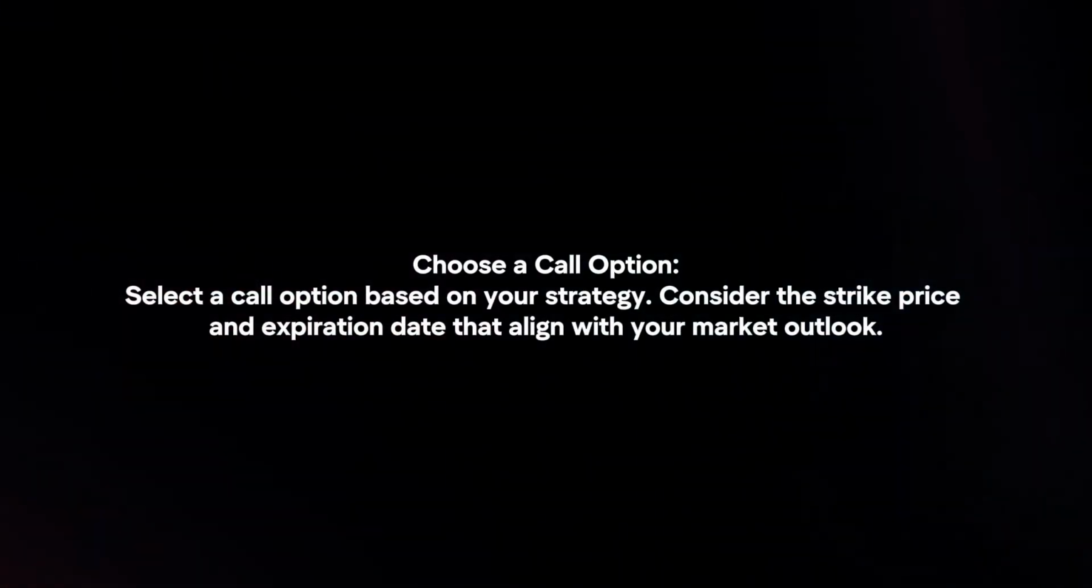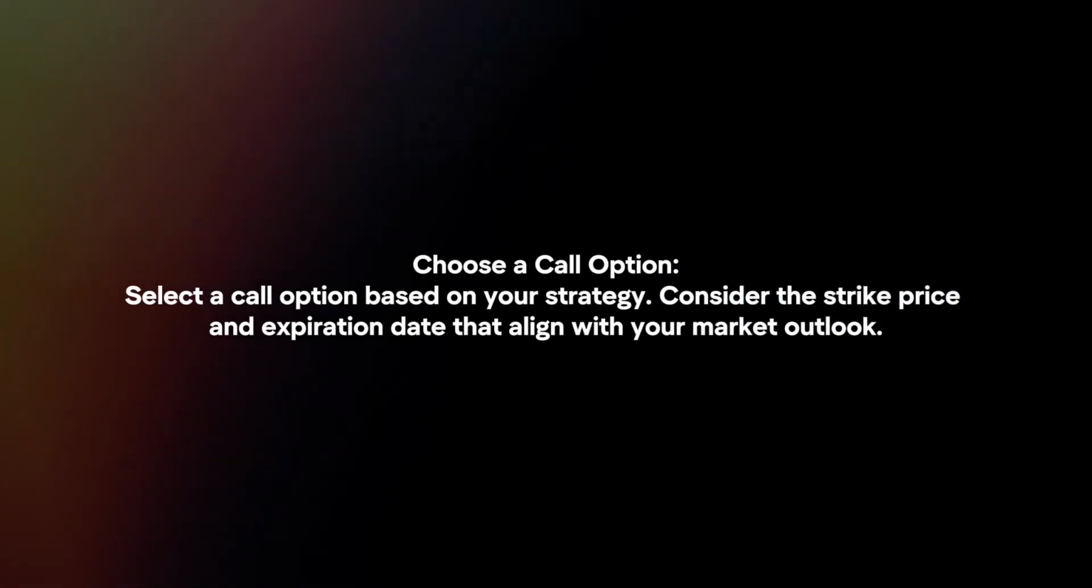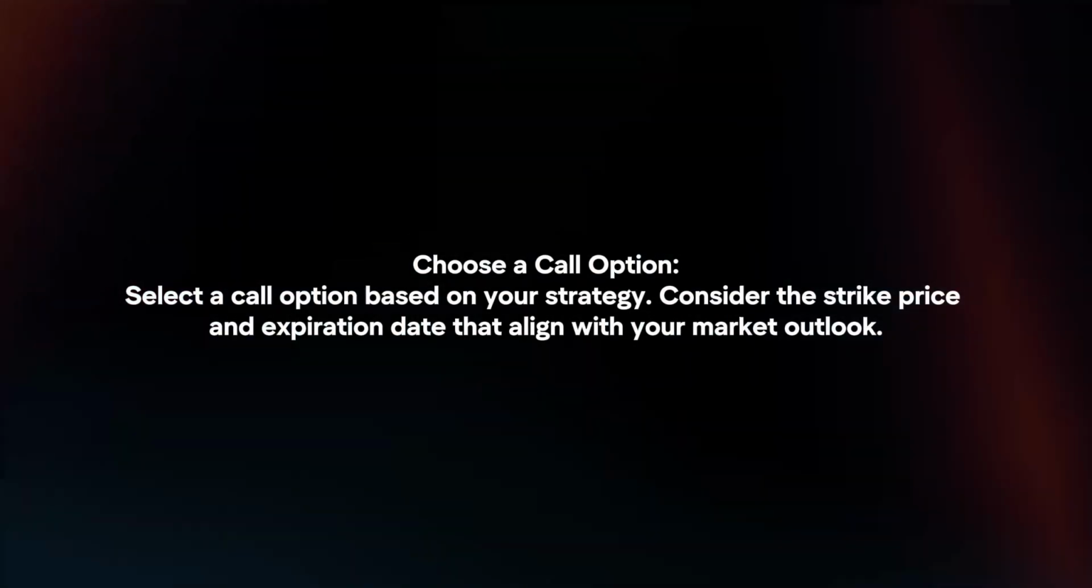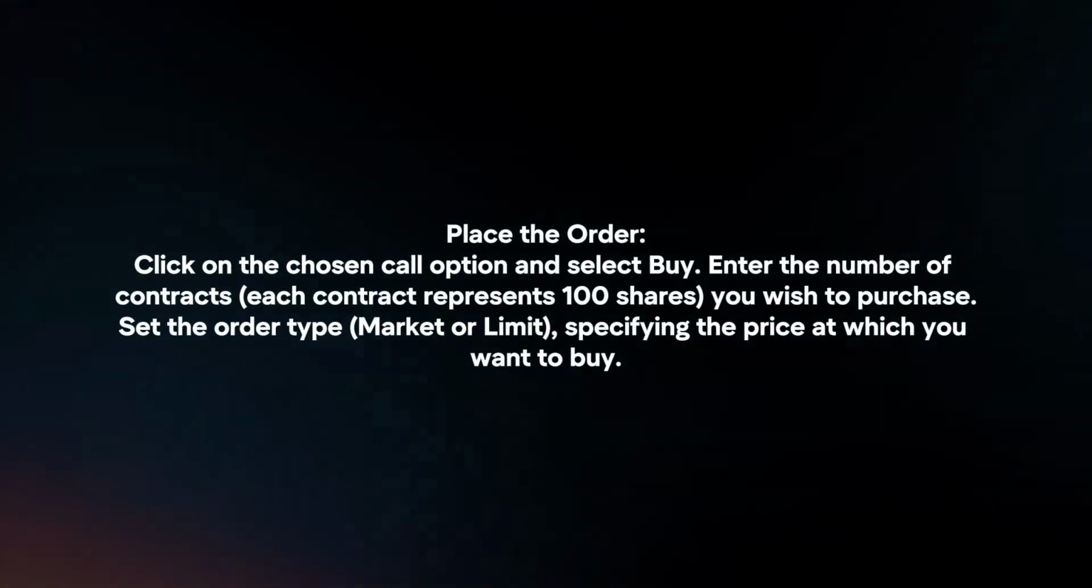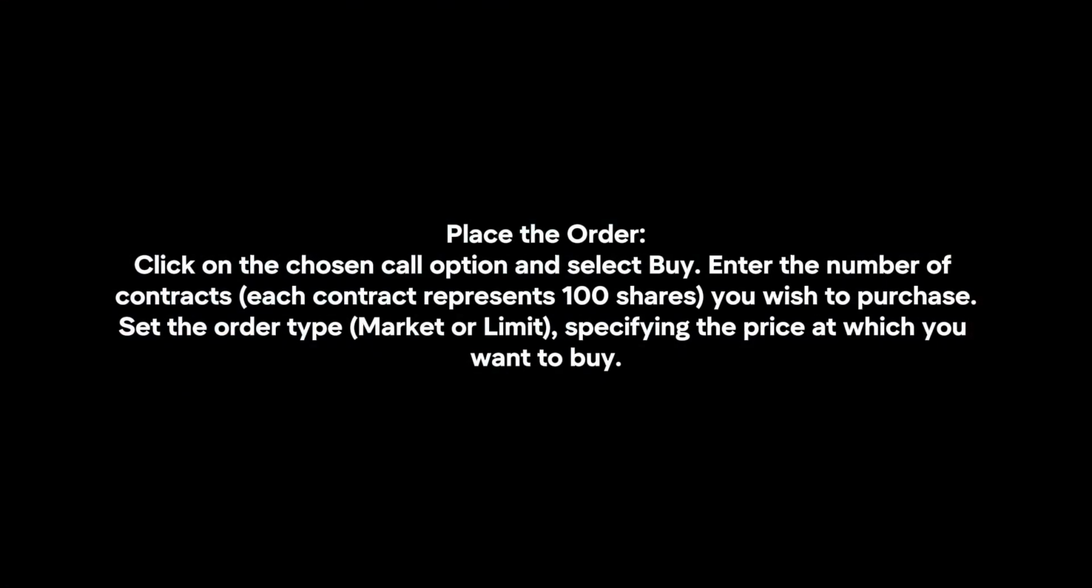Choose a call option. Select a call option based on your strategy. Consider the strike price and expiration date that align with your market outlook. Place the order. Click on the chosen call option and select Buy. Enter the number of contracts you wish to purchase. Set the order type, specifying the price at which you want to buy.